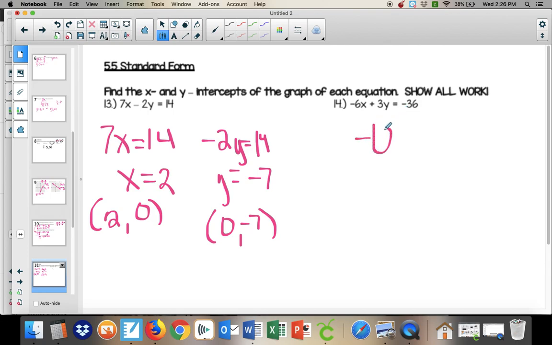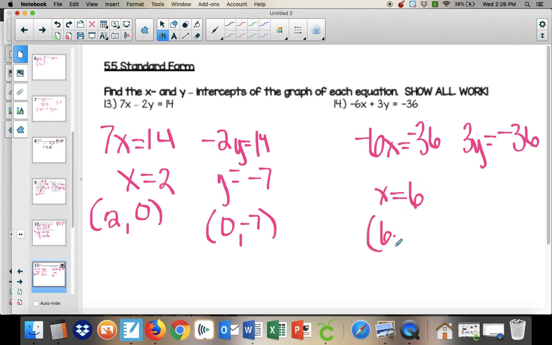Now in this one I have negative 6x equals negative 36. That's not negative 36, oh shoot. Negative 6x equals 36. And then 3y equals negative 36. All right. So x equals 6. So I have 6, 0. And then y equals negative 12. So then 0, negative 12.